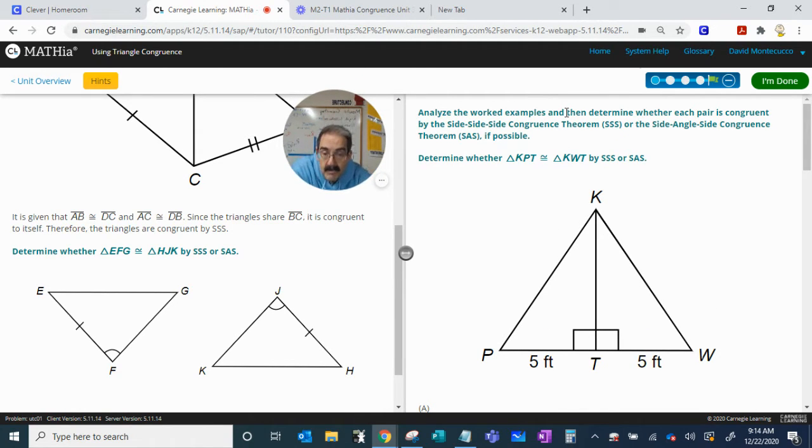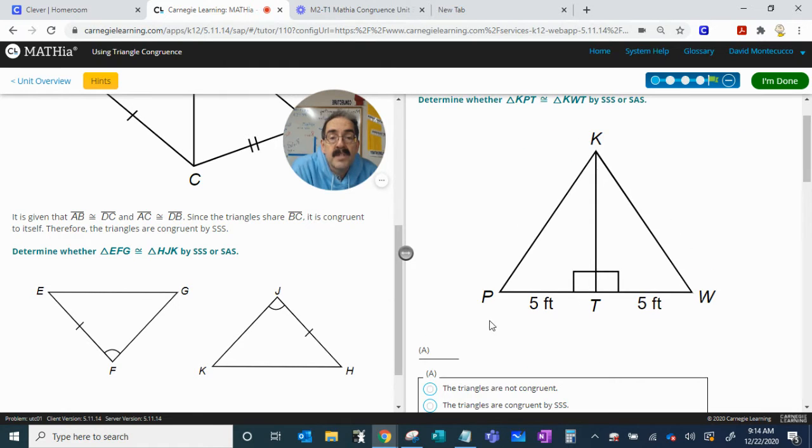Analyze the worked example. This side goes to this side. This angle goes to this angle. This is a shared side called the reflexive property. Side, angle, side.